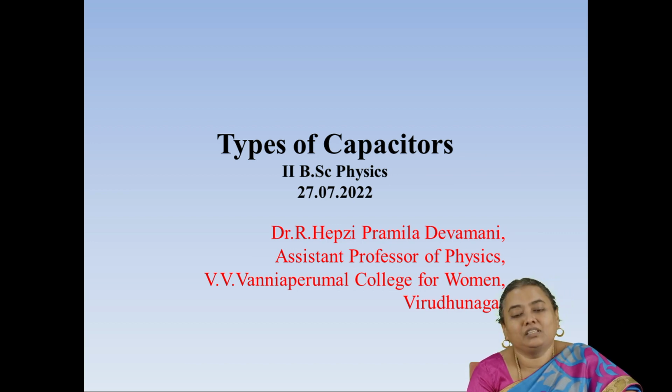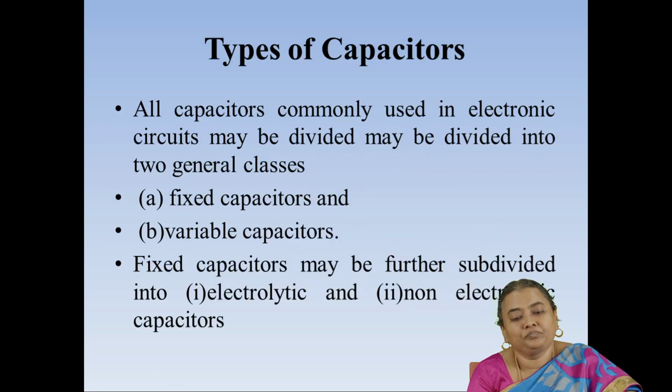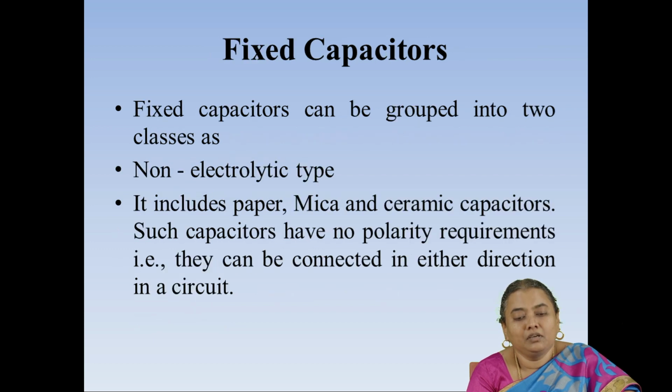We are going to see the topics about the types of capacitors. All capacitors commonly used in electronic circuits may be divided into two types. One is fixed capacitor, another one is variable capacitor. The fixed capacitor may be further subdivided into electrolytic and non-electrolytic capacitors.